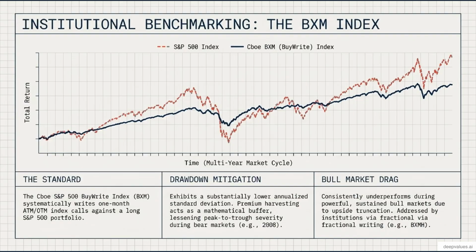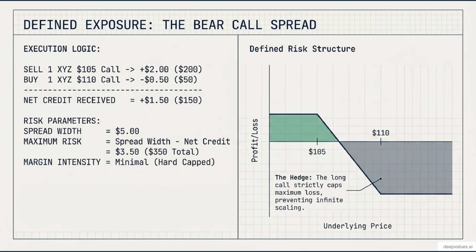But the BXM's the old guard. One-month options are incredibly slow compared to what's happening now. The true market leviathan today is the zero DTE phenomenon, zero days to expiration. These are contracts that expire on the exact same day they are traded. And according to our sources, these daily contracts now make up over 61% of total option volume on the S&P 500. Have zero DTEs essentially mutated a slow, methodical insurance writing business into high-speed financial sports betting?